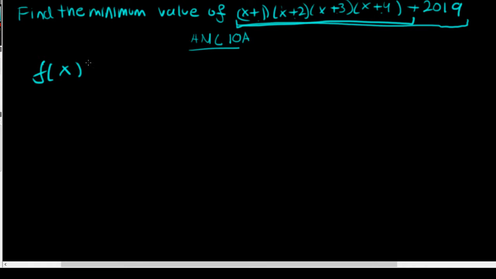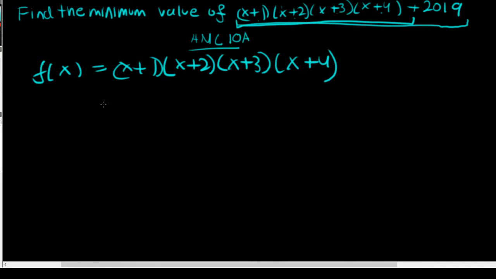So let's just write that down here. F of x is going to be equal to x plus 1 into x plus 2 into x plus 3 divided by x plus 4. To get some intuition into this function and how we will actually find the minimum value, let's actually try to graph this function.